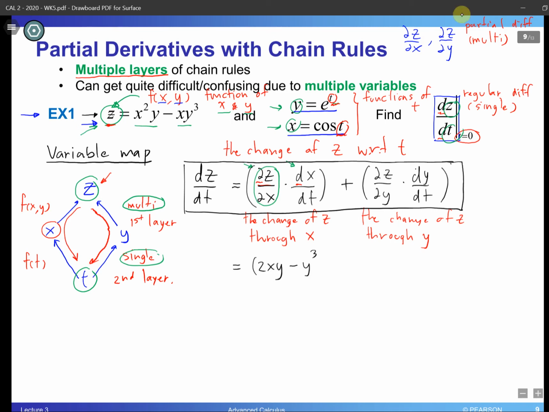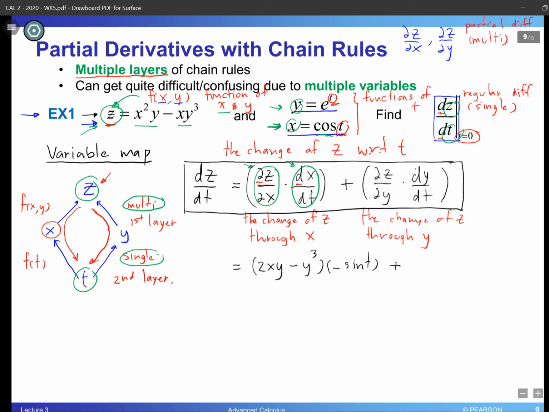Now I need to find this dx by dt, which is the next term, and I just need to diff this x right here with respect to t. So I need to diff cosine t with respect to t, and of course I get minus sine t. Alright, minus sine t for the second term. Okay, so these two terms are for the x path. Then we look at the y path.